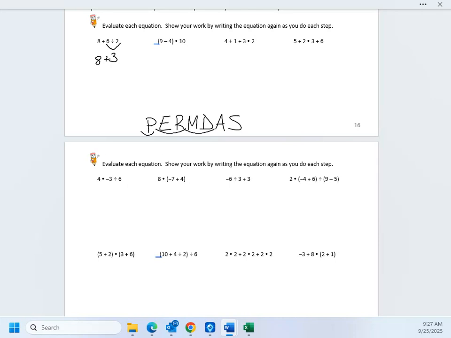Are there any more multiplying and dividing? No. So I'm going to go to my next level, adding or subtracting. I have just one operation left. That's 8 plus 3, and that equals 11. I have no more operations, so that is my final answer.